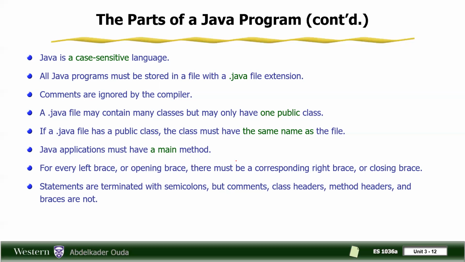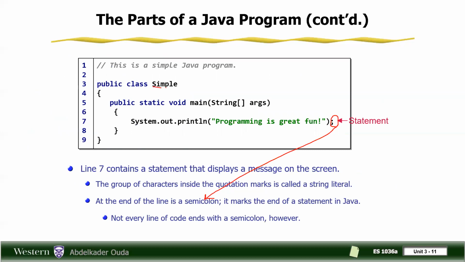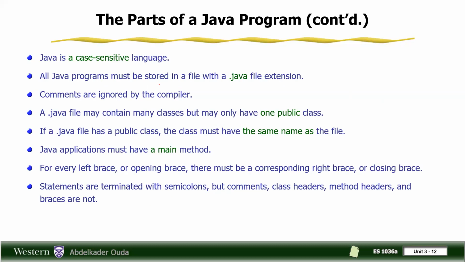Clear? So here, what do we call the class? Simple. So the program should be Simple.java with capital S. A Java application must have a main method. So the Java application should have at least one main method, and it's one.